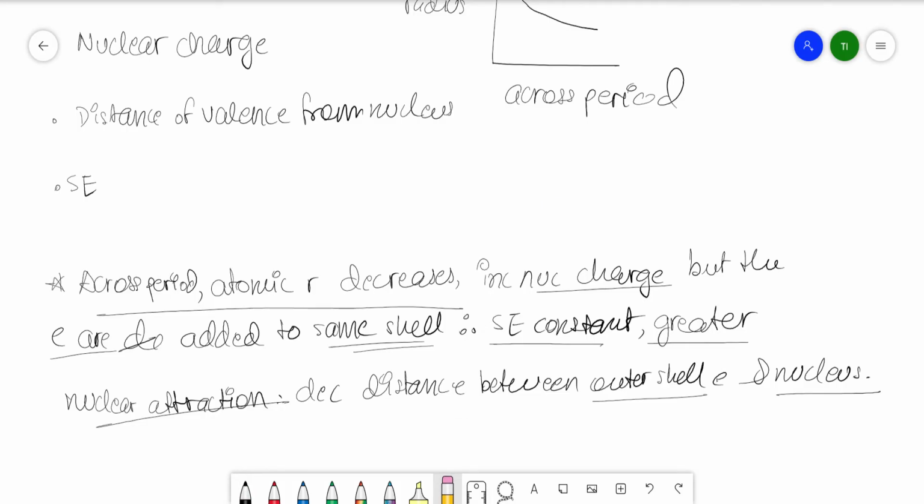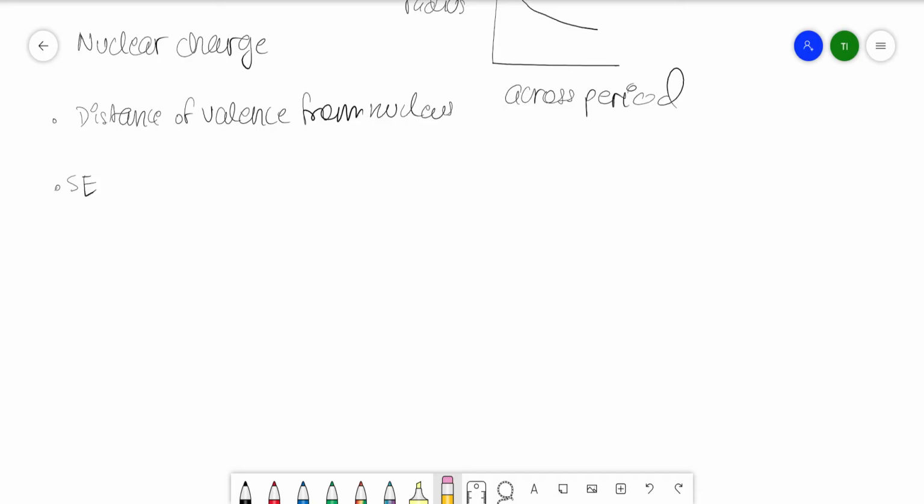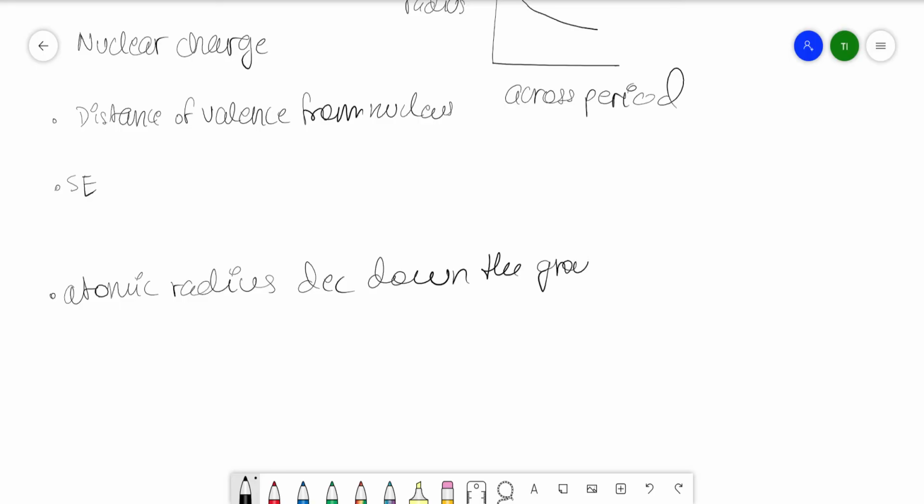Now, along with trend of atomic radius across the period, you also have trend of atomic radius down the groups. And that is much simpler because down the groups, you know that despite the increasing nuclear charge, more shells are added, like more principal quantum shells, and therefore increasing distance between the outer shell electron and the nucleus. There's also an increase in shielding effect, and therefore the atomic radius increases down the group.